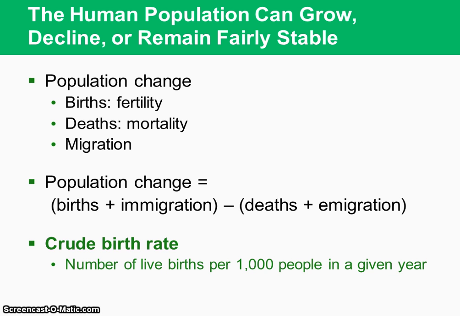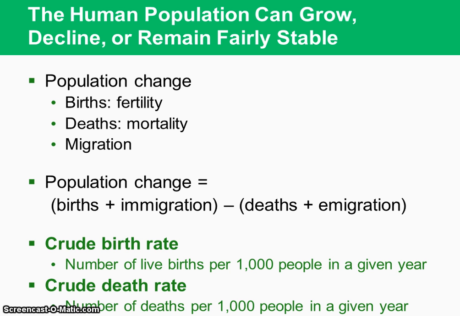Some terminology to remember: the crude birth rate, we discussed it in class as just birth rate, is the number of live births per 1,000 people in a given year, and the crude death rate is the number of deaths per 1,000 people in a given year. Obviously, from the equation, if you've got more births than deaths, your population will be increasing, and if you have more deaths than births, your population would be decreasing.